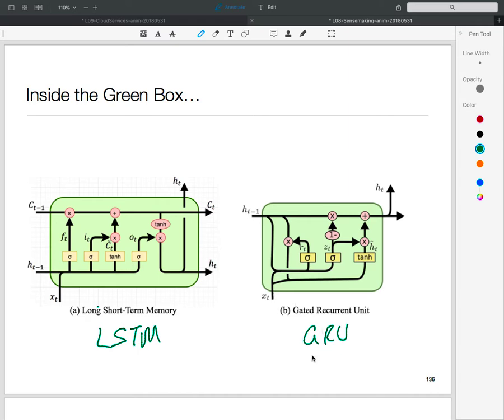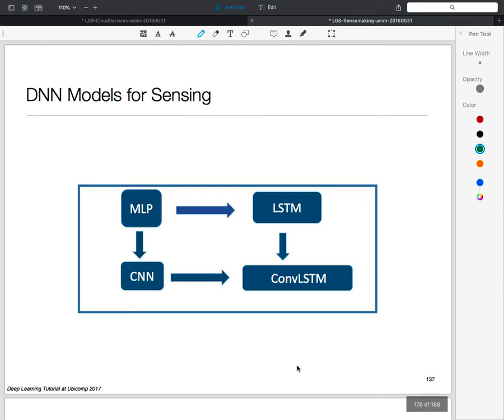Okay, so what this leads to is the following. If I'm looking at sensing, I can start with my standard fully connected neural network. I can reduce the model size by going to convolutional neural networks, and I can add time by going to a recurrent neural network, let's say LSTM. And then, as you might imagine, I can combine the two, so there are convolutional recurrent networks. So that's the landscape of things.